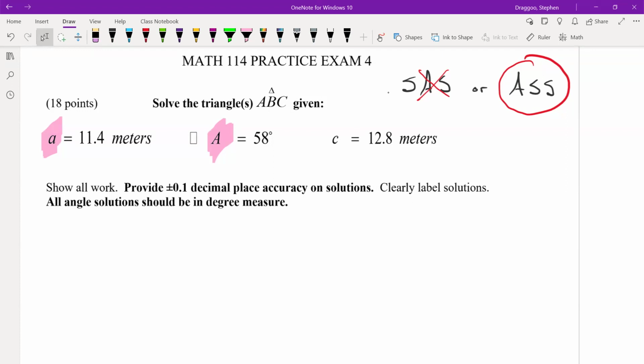Since I know side lengths A and C, side angle side would have to be angle B, because that's the angle that goes in between them. And since I'm not given the angle that's in between them, the problem's more of a pain. So we have to use law of sines, and we're going to need to check for two triangles.